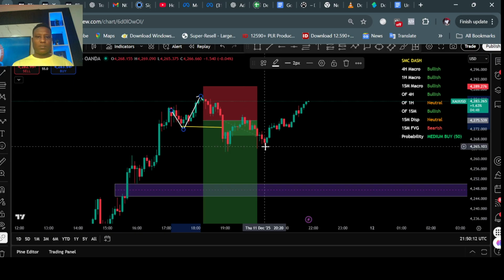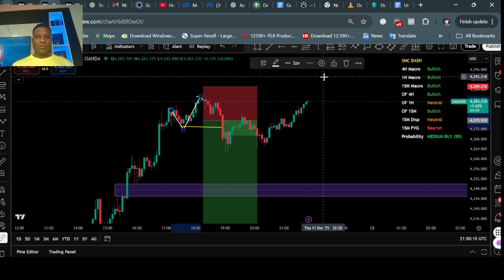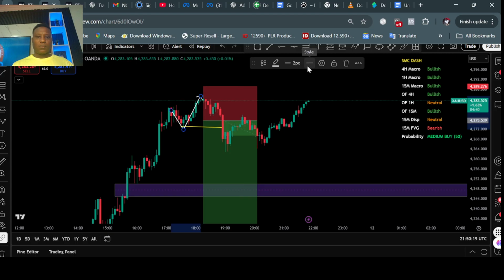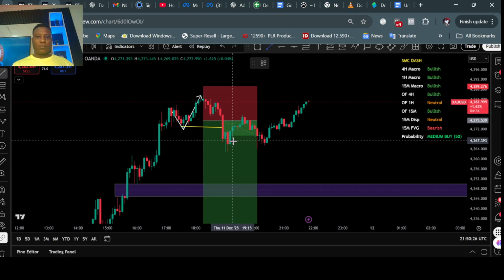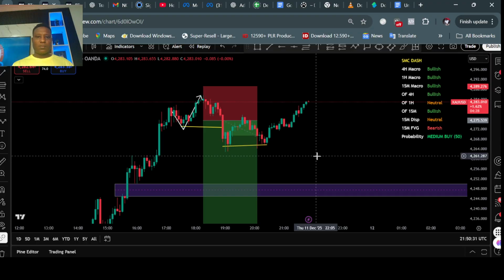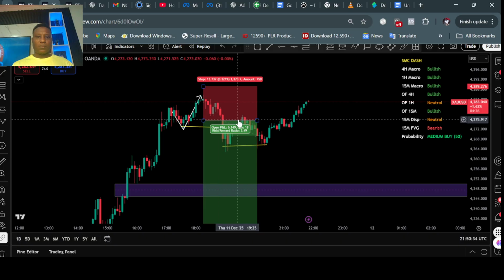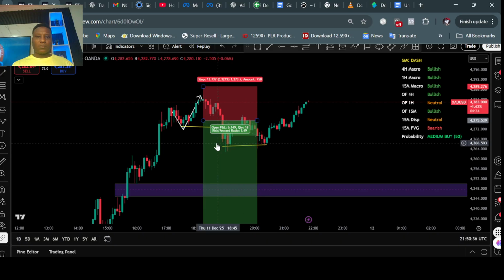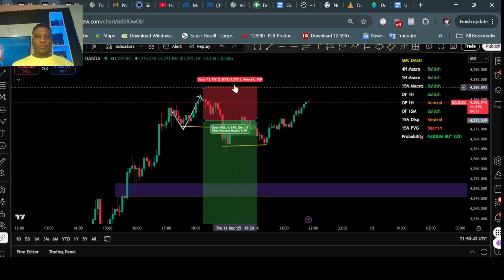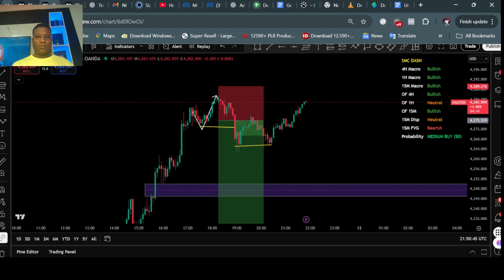Now, one thing that was not in this was a break of structure. I should have waited, when price moved here, for maybe a break of structure. A break of structure would have given us something like this, so that we'll continue to the downside. But then it did not happen. Price moved to retest the low, and we are moving all the way up. So this particular trade, we are still on a loss. So I'm still expecting that price will push us all the way to the downside.